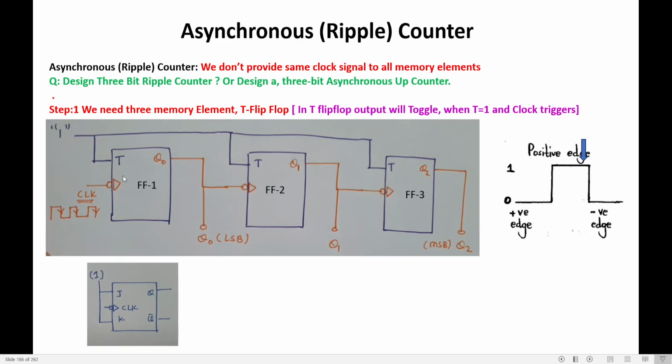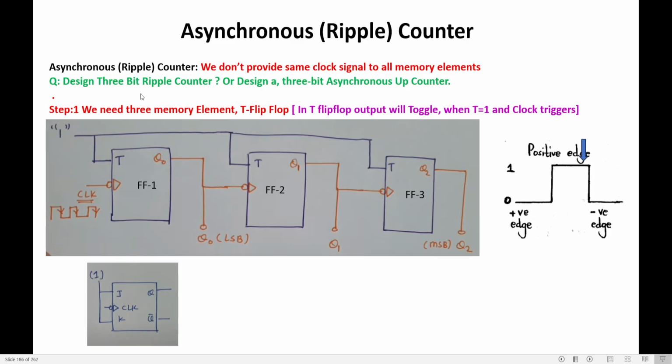Input T, output Q1. Input T, output Q2. Now you know every flip-flop should have a clock. So in an asynchronous counter, listen, only the first flip-flop will be given the clock pulse. The second flip-flop will get its clock from the output of the first flip-flop. The output of the second flip-flop will be given as the clock of the third flip-flop. This is the construction.